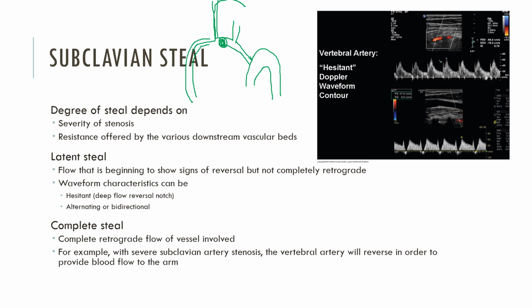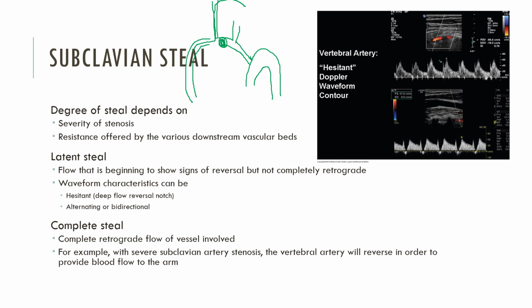Now, because of this, we can get a reversal of flow in that vertebral artery. Now, this doesn't just happen overnight. This stenosis doesn't go from nothing to 100 immediately. So as the stenosis gets gradually more hemodynamically significant, you're going to start to see some changes in your vertebral artery. If you have what they call a latent steal, it means that the flow in that vertebral artery is starting to show signs of reversal, but it's not completely retrograde or backwards.